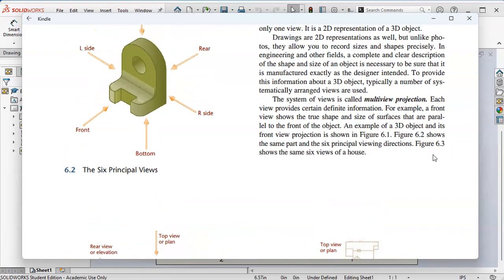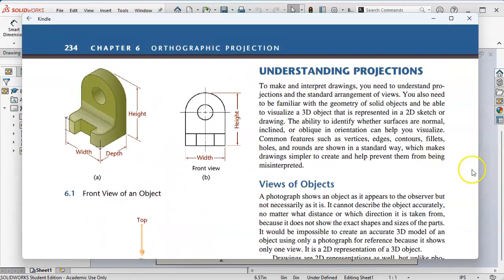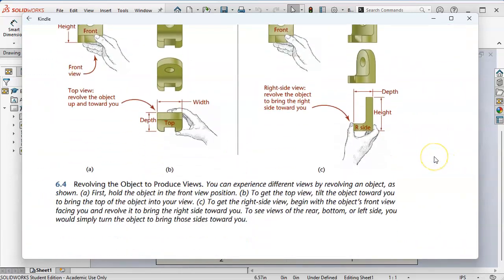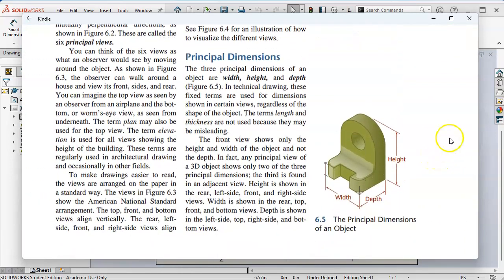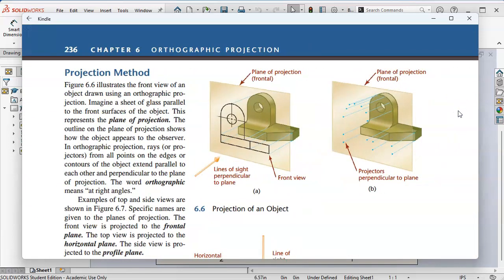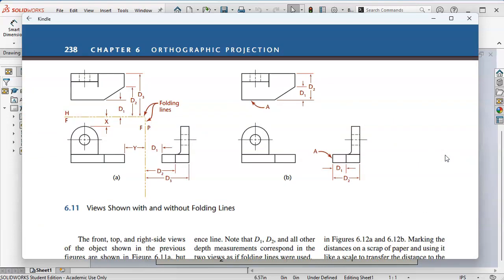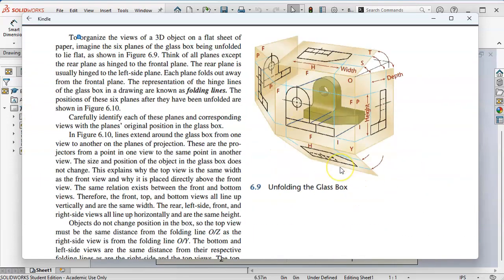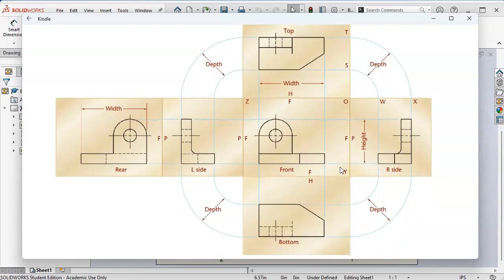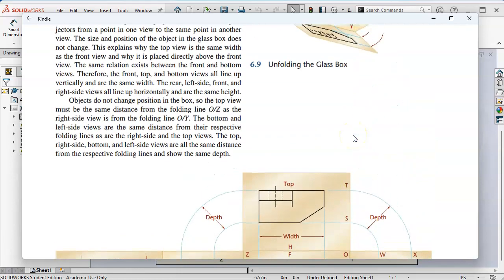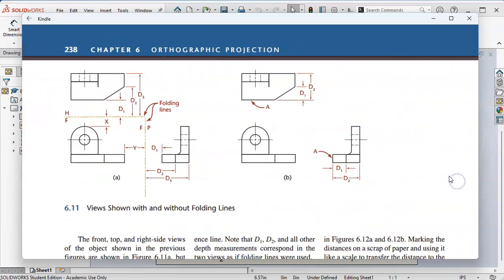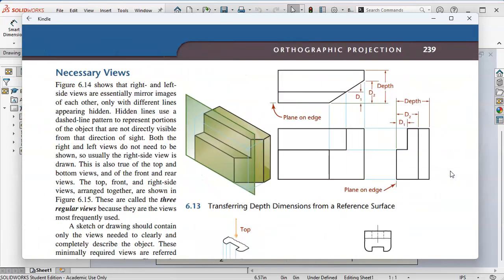All right, so the right side views, top view, left side, height, width, depth, and the 6 standard views. All right, and the projection method, we're looking at in the line of sight. And when we fold up the glass box, then this is our third angle projection, whereas in effect, the first angle gets folded reverse of that.